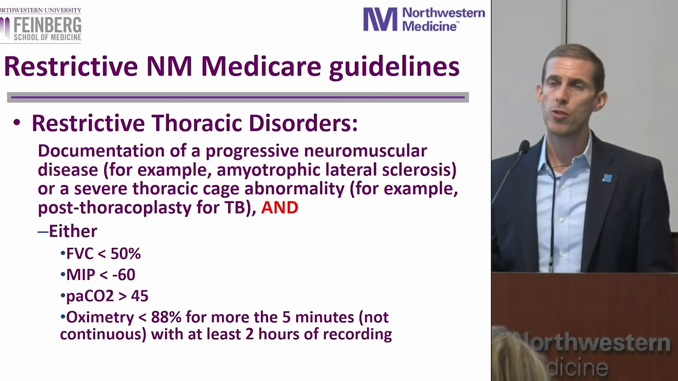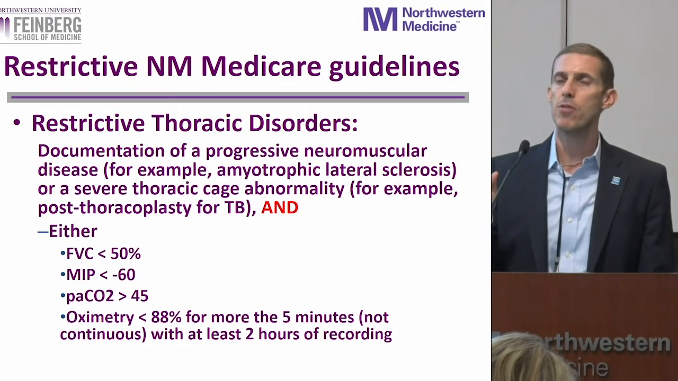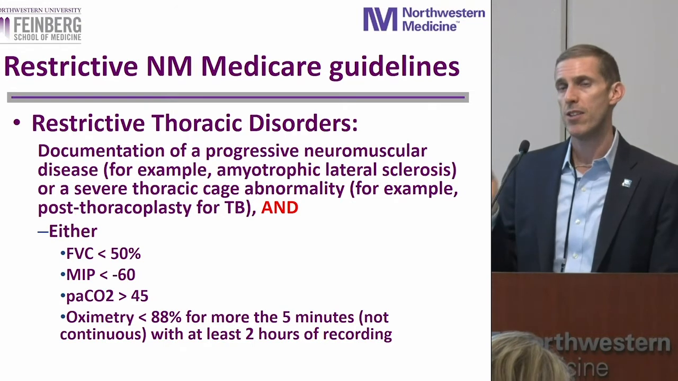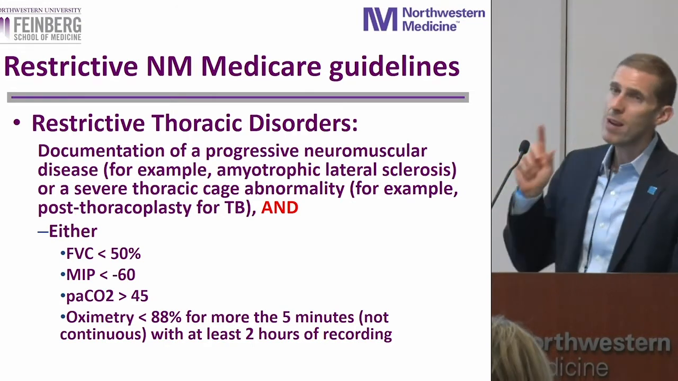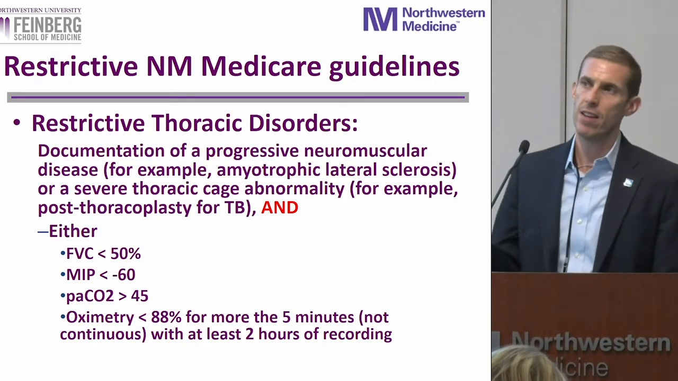And for an overnight oximetry test, you only need to prove that they have oxygen saturations less than 88% for 5 minutes. This does not need to be a cumulative 5-minute period. It just needs to be 5 minutes over the whole course of the night. So if you meet any one of these criteria, you could qualify your patient for a non-invasive ventilator at this point.